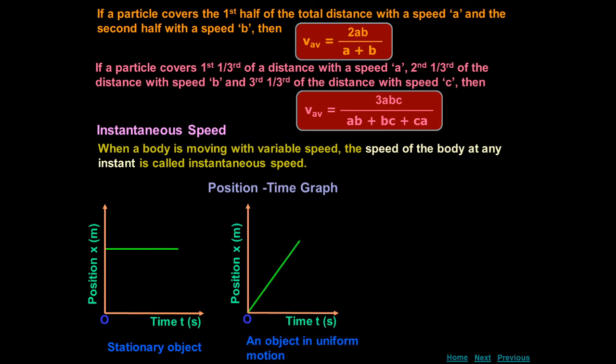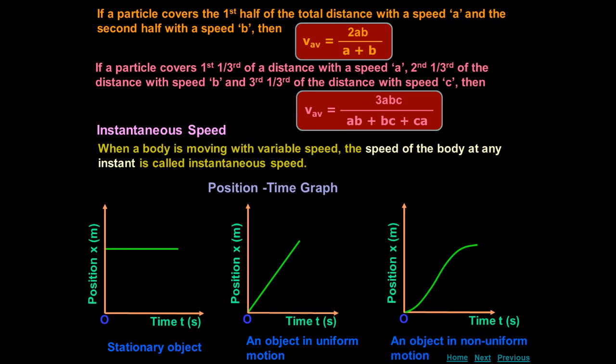Now if equal distances are travelled in equal intervals of time, then the position time graph will pass through the origin. Now you see, it is for the non-uniform motion, or we can say the variable speed, and equal distances travelled in equal intervals of time. So it is the position time graph.